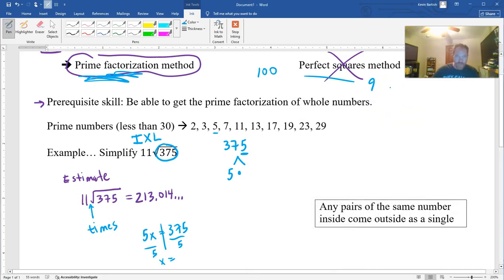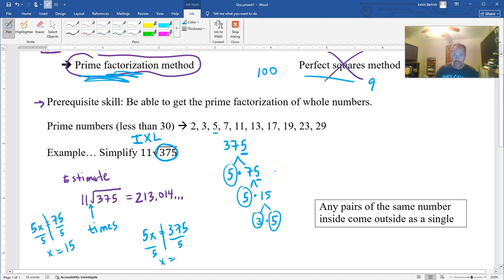Sounds better. So 5 times 75, trying to break it down to prime numbers. 5's prime. 75 is another number that ends in 5, so that could be 5 times something. Let's see, 5x equals 75, then x would be 75 divided by 5, which I believe is 15. I'm quite certain of that. 5 again is prime. 15 is 3 times 5.